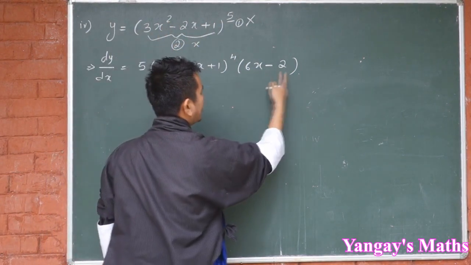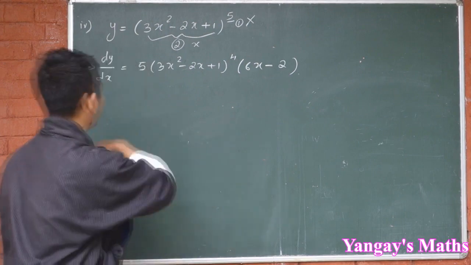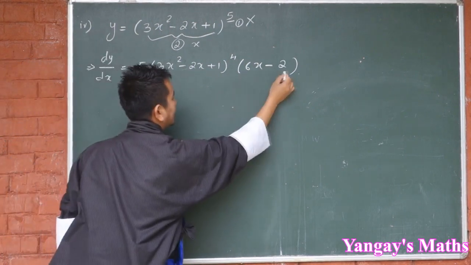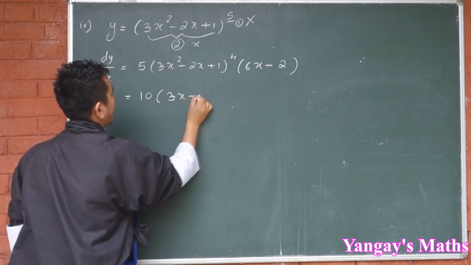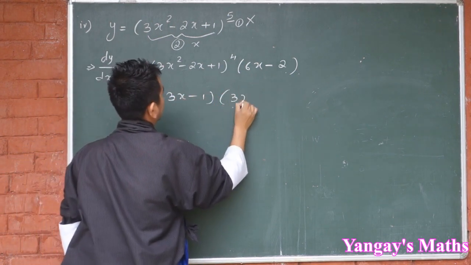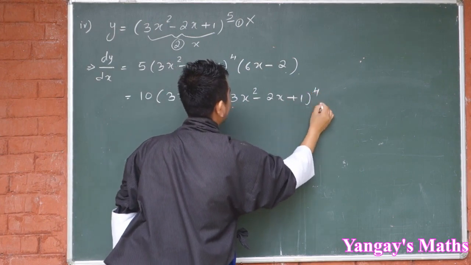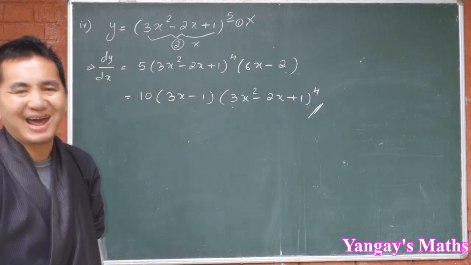From here, what is common? We have common is 2. Take that 2 outside. 2 times 5 becomes 10. Since I have taken 2 outside, what do we have now? 3x minus 1 times 3x square minus 2x plus 1 raised to power 4. So this is the final answer.